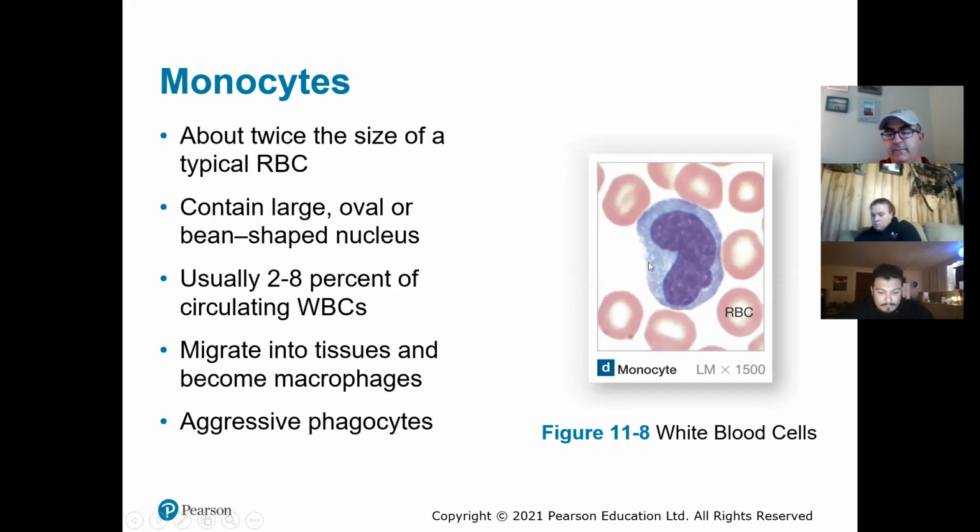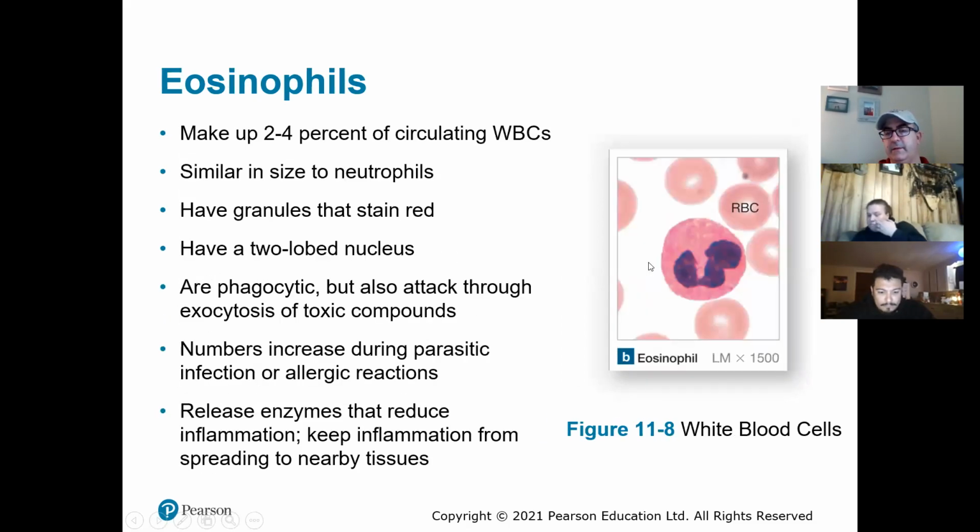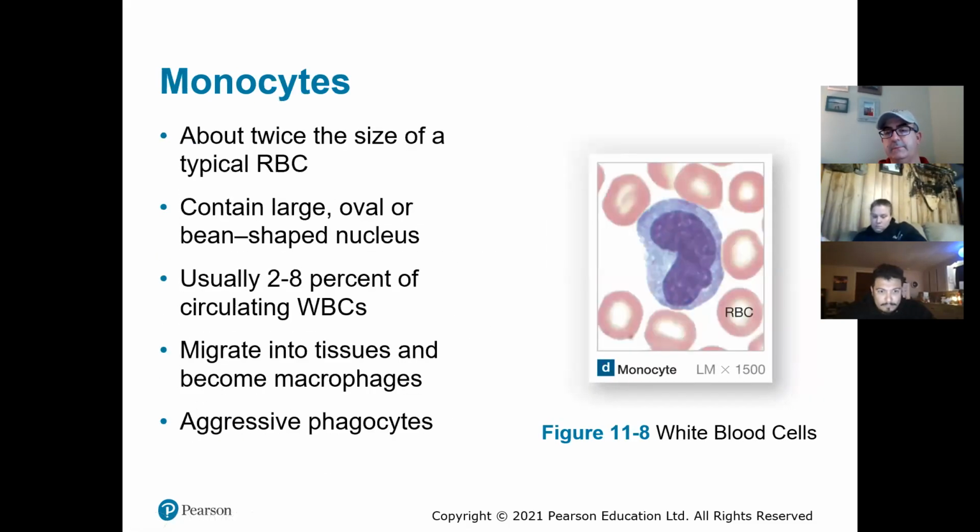Monocytes are really big. If you look at those compared to the red blood cells, they're much bigger than these other white blood cells. They usually have a large nucleus that's bean-shaped, kidney bean-shaped. They're about 2 to 8% of your circulating white blood cells. So these are somewhat common. They're more common than eosinophils or basophils.